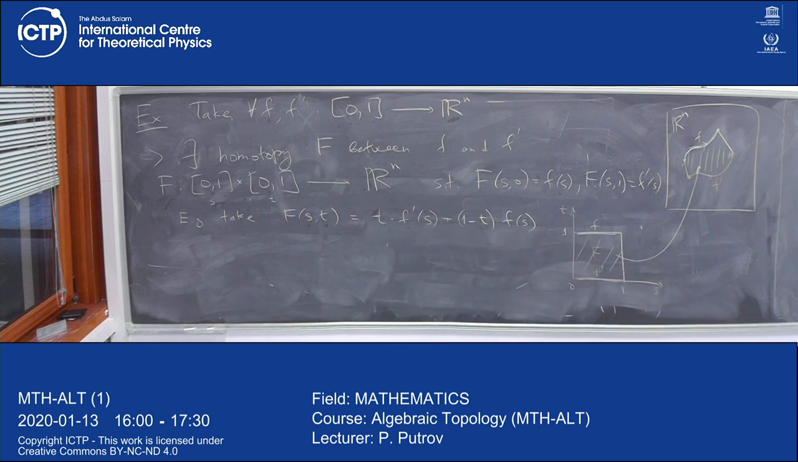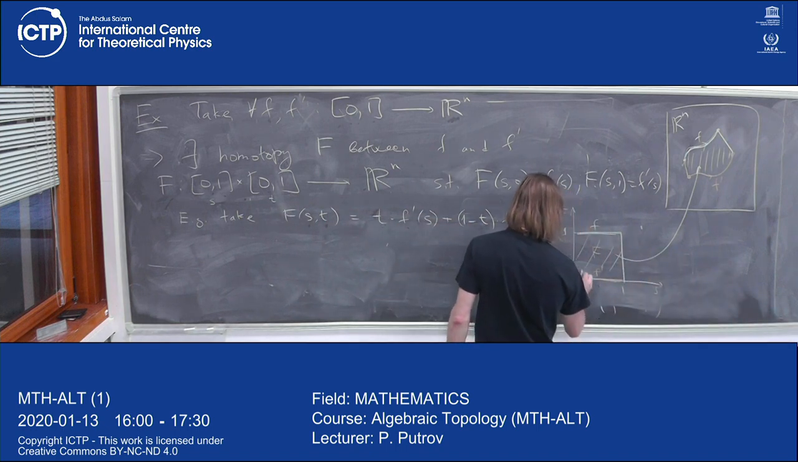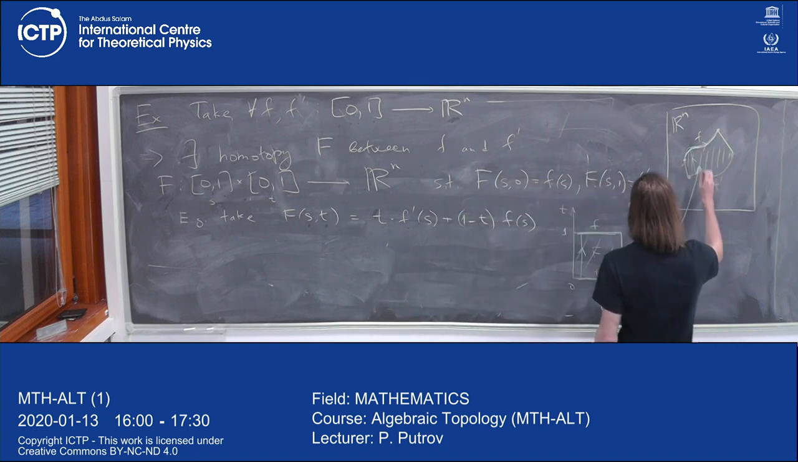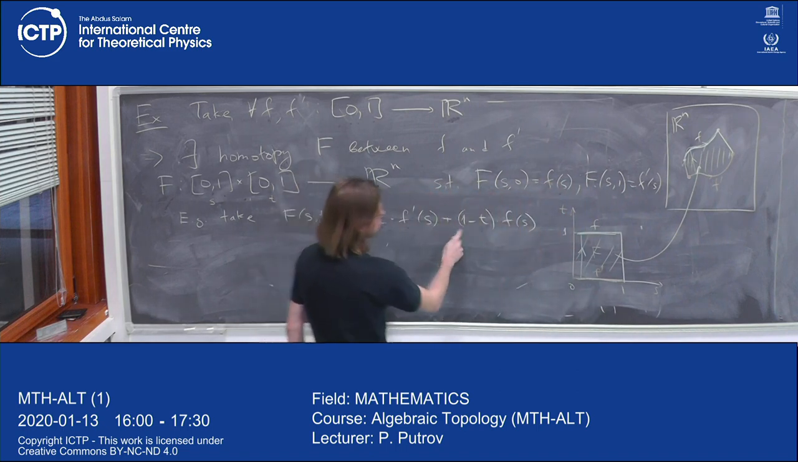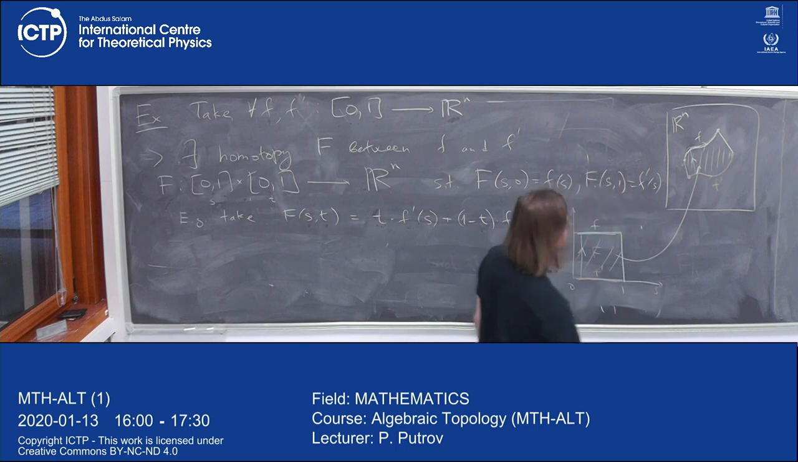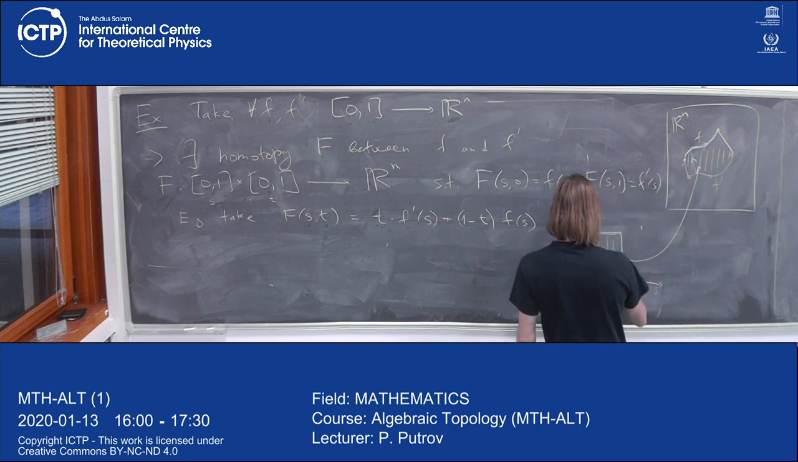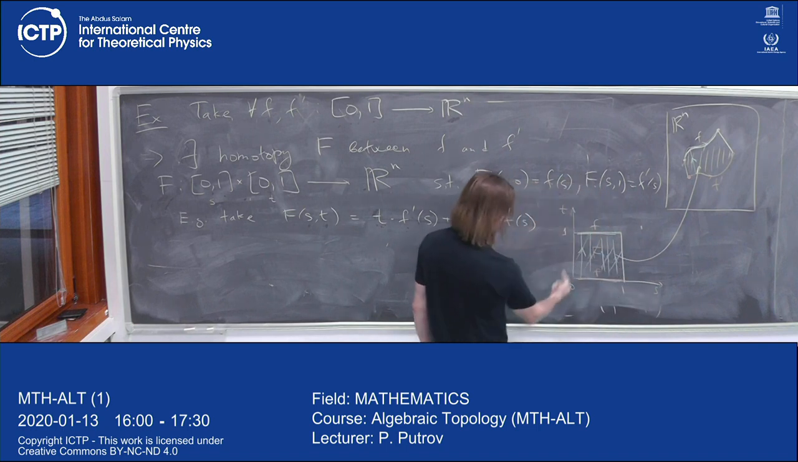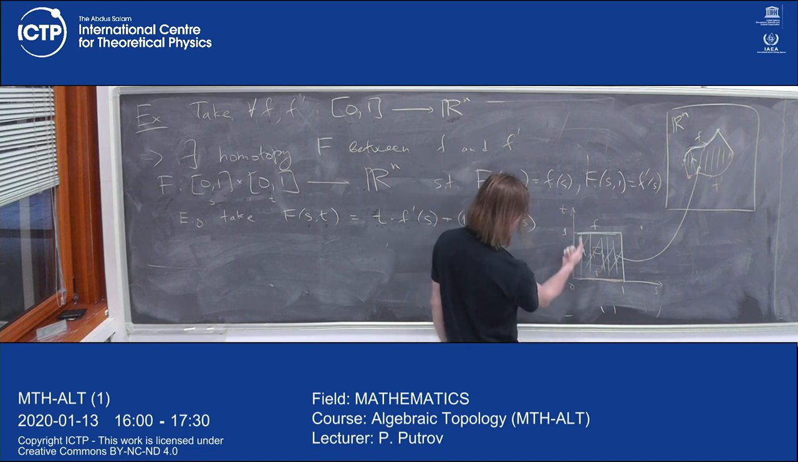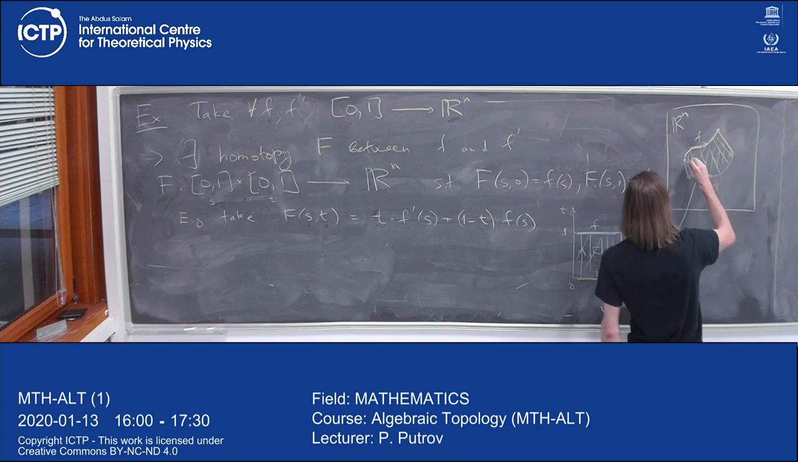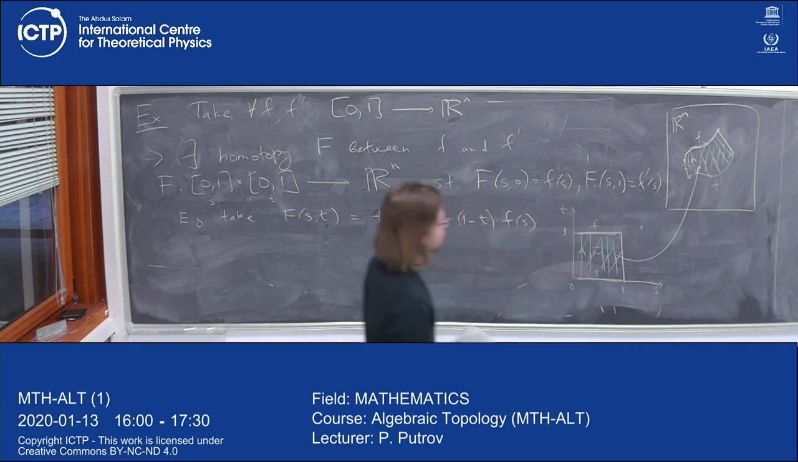If, for example, I want to understand the image of a line here, so I fix s and let t go from 0 to 1, the image of this line will also be a line, because this function is linear in t. It will be a line which connects a point in the image of f prime to a point in the image of f. And the whole family of those lines, for fixed s, as t goes from 0 to 1, will be lines like this.